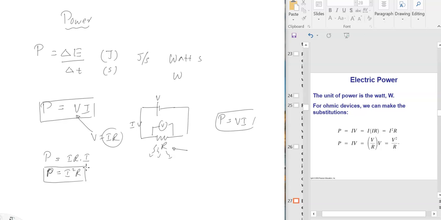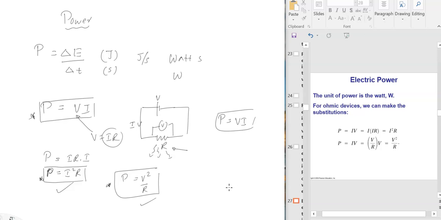Same thing, if you look at the slide, we replace current with V over R, then we get power equals V squared over R. So depending on the situation, you can use one of these. You don't have to use the first one all the time. If current and resistance are given, you use the second one. If voltage and resistance are given, use the third one, right? Okay, so this is how we find power, the energy output per time, how fast the energy is being produced.